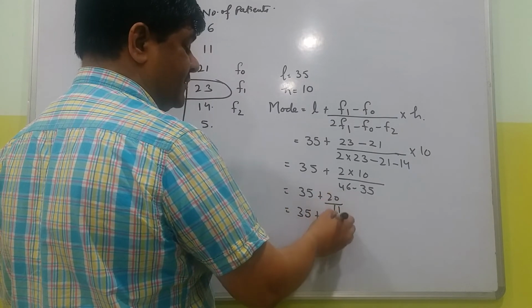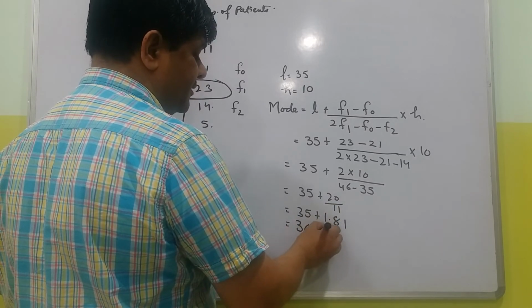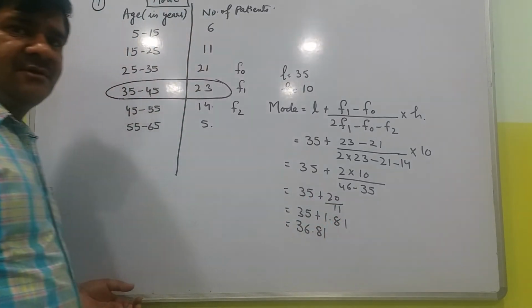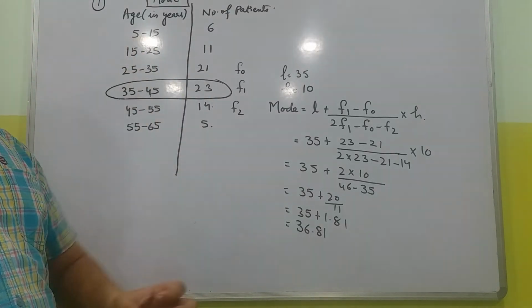11 ones are 11, 11 eights are 88, so the answer comes out to be 36.81. This is how you can calculate the mode of the grouped data.